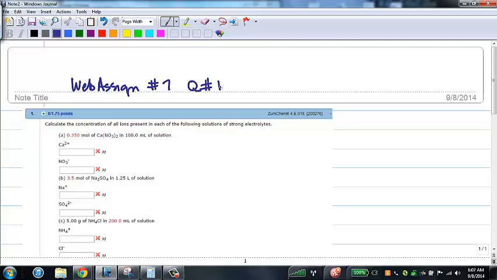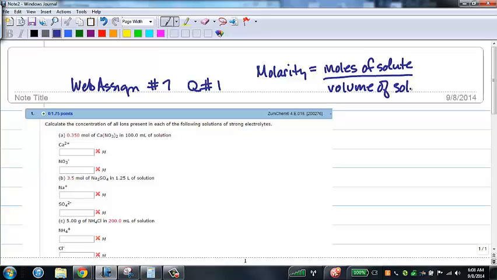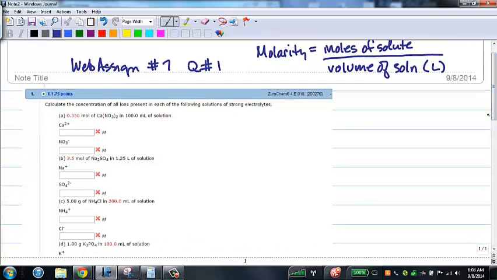And in this problem, we will be using the definition of molarity that you learned during Integrated Science 2. That is, molarity is equal to the moles of the solute divided by the volume of the solution. That is the entire solution, not just the solvent, measured in liters. That's a very common way of measuring concentration in chemistry.